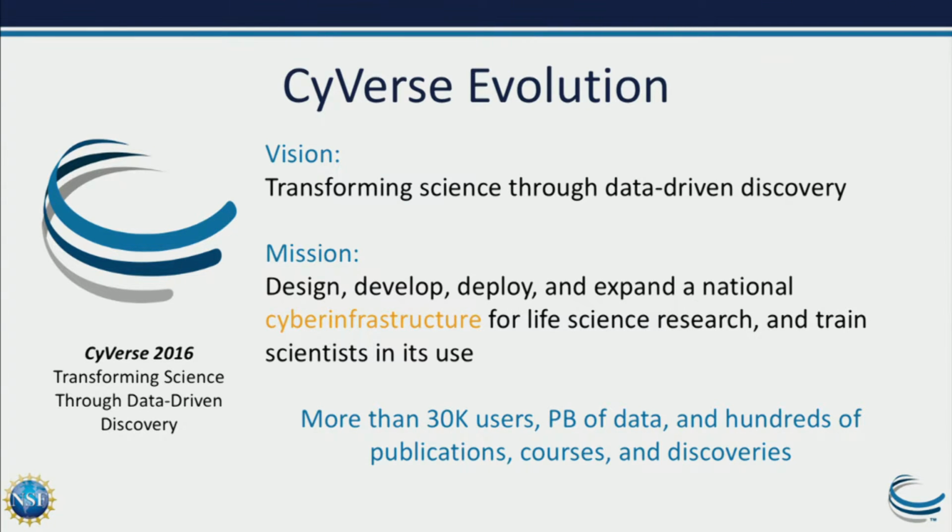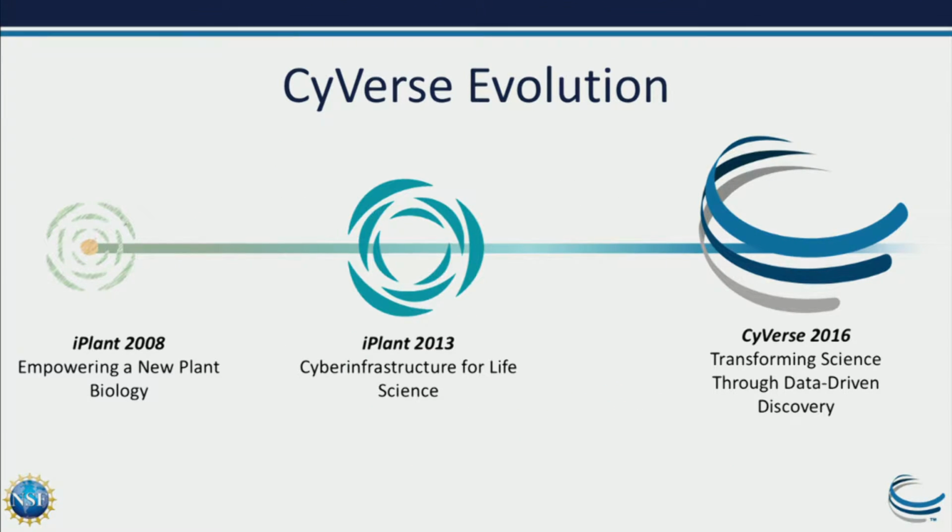And that mission means deploying a national cyber infrastructure for life science research. Over the past several years, we've gotten more than 30,000 users, petabytes of data, and hundreds of publications. I'll define exactly what cyber infrastructure is, but what it allows you to do, and the access it gives you, is to be able to do your science more efficiently, to do bigger projects, to challenge bigger questions. In fact, the evolution of the project, starting back in 2008 when we were called iPlant, until recently, was empowering new plant biology.